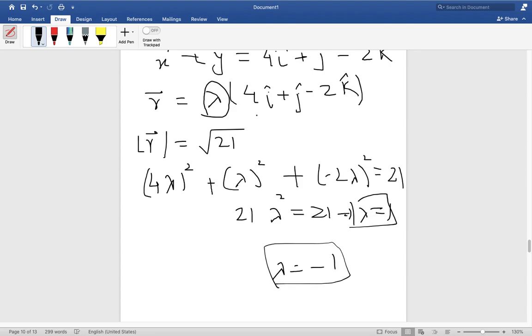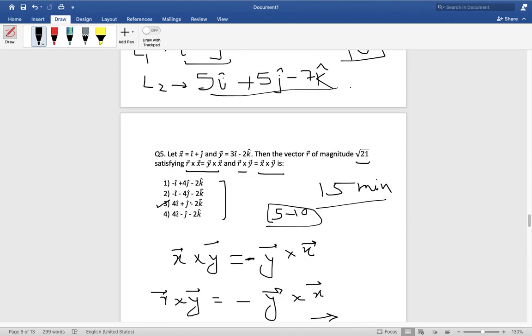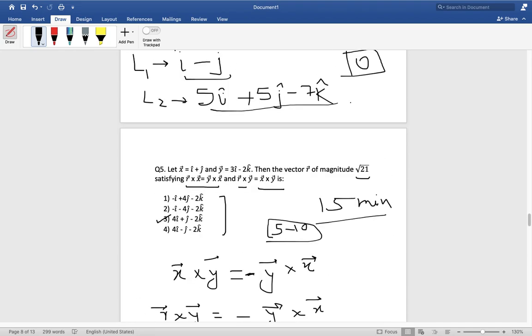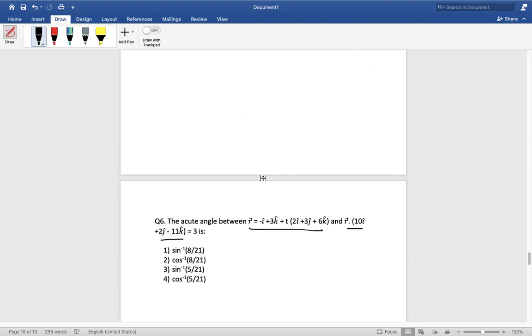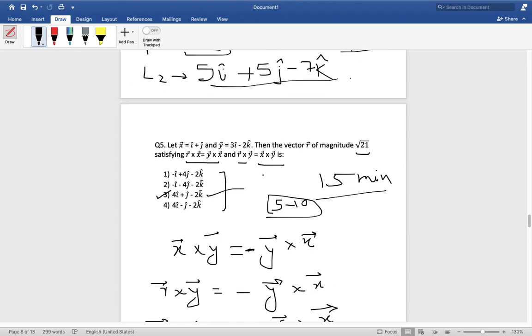So the vector r is 4i plus j minus 2k, or it may be minus 4i minus j plus 2k. But that option is not here, so we will take this one. So this was a tricky problem. You just have to think a bit.